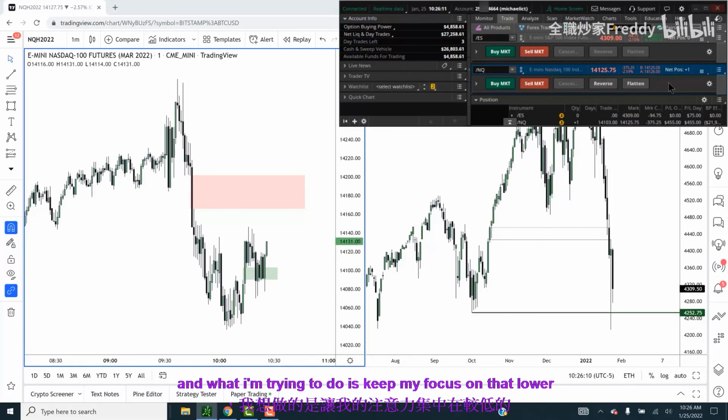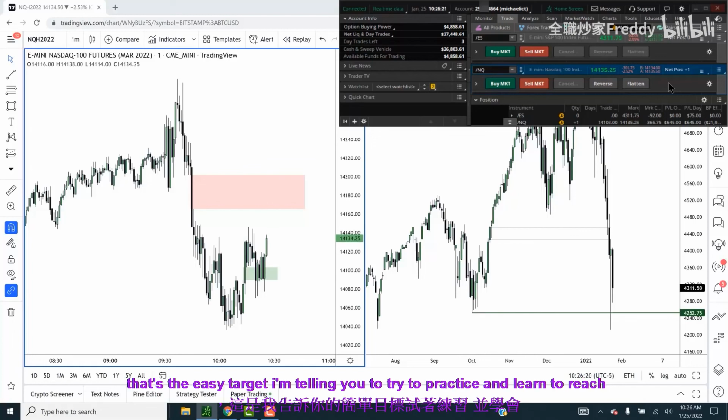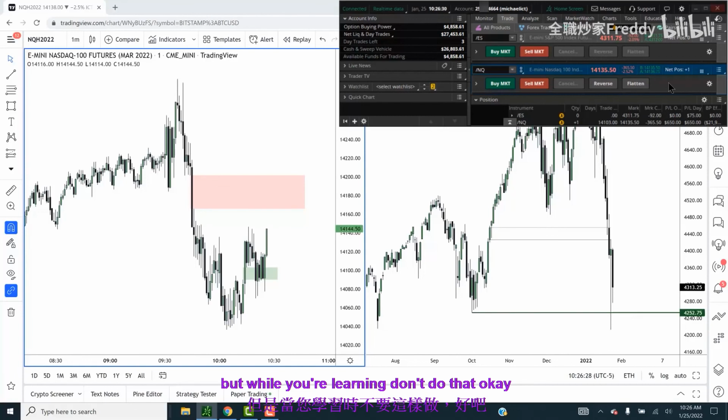Okay, showing signs initially that it's wanting to go higher. And what I'm trying to do is keep my focus on that lower level, or the bottom of that pink rectangle. That's the low hanging fruit. That's the easy target I'm telling you to try to practice and learn to reach for. The ideal scenario would be to go all the way to the top of that pink. But while you're learning, don't do that, okay?